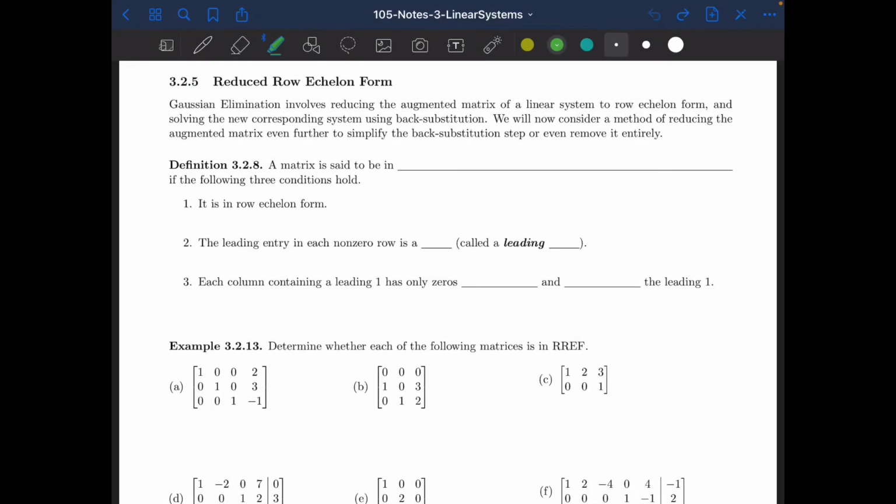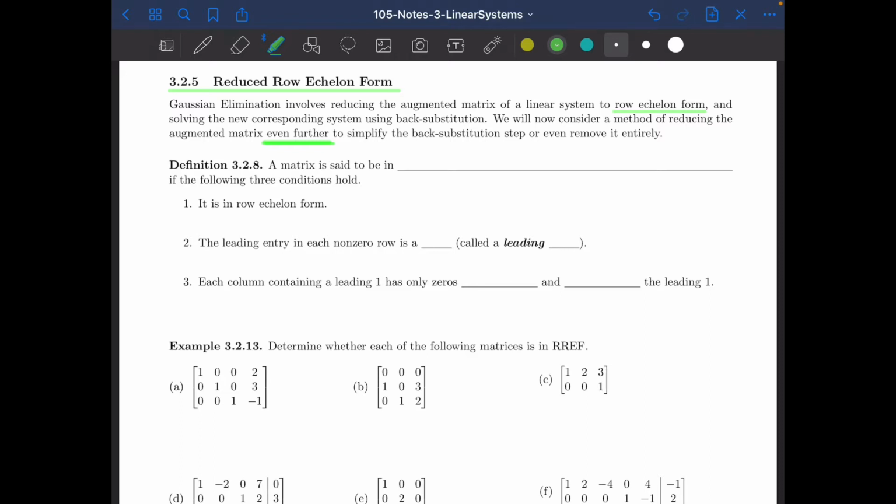The topic of this video is section 3.2.5, reduced row echelon form. Gaussian elimination involves reducing the augmented matrix of a linear system to row echelon form and solving the new corresponding system using back substitution. We will now consider a method of reducing the augmented matrix even further to simplify the back substitution step or even remove it entirely.